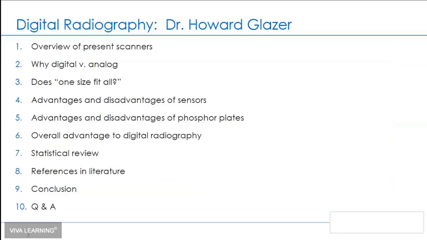So tonight, I'd like to do a few things with you. I'd like to share a brief overview of present scanners. I'd like to discuss with you why digital versus analog, and is there one solution for everything? We'll talk about the advantages and disadvantages of sensors, the advantages and disadvantages of phosphor plates, the overall advantage to digital radiography, a little bit of statistical review, some references in literature, and we'll conclude with some final comments by me. And then I'd love to open it up for questions and answers. So I hope that you will stick with me, and we'll try and have some fun doing this.